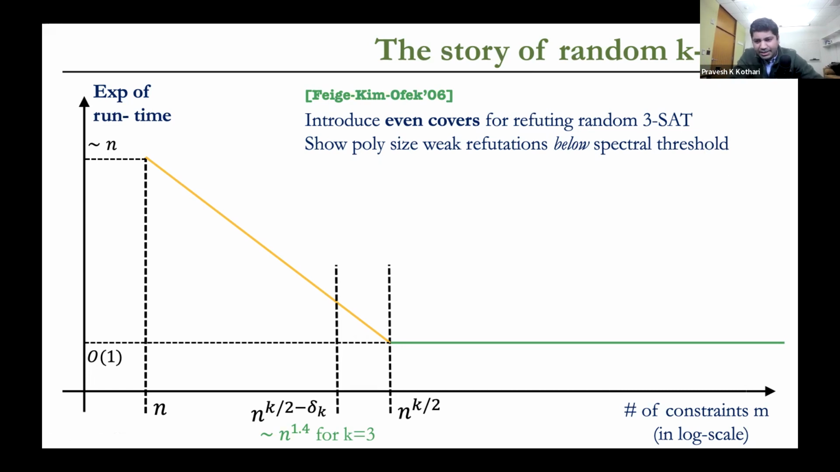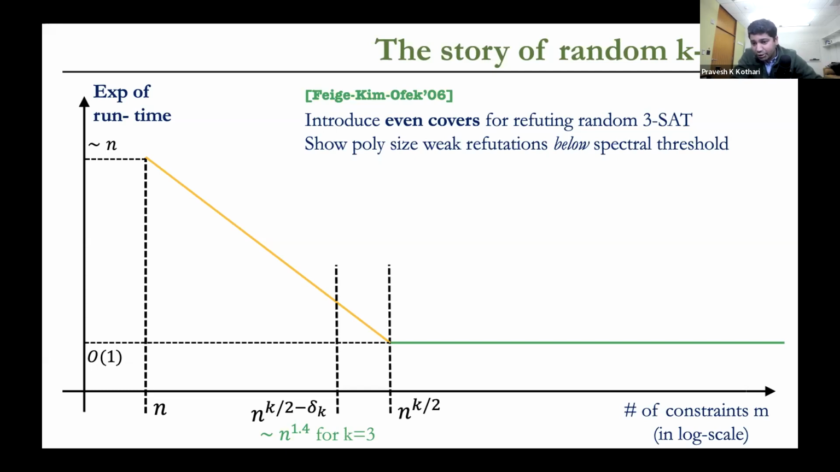And here is the very curious result that Feige, Kim, and Ofek proved in 2006. So far we have been treating n to the k over 2 as a spectral threshold. And we've been thinking that there are no short proofs below n to the k over 2. Well, to be accurate, we don't know of any algorithm to find short proofs below n to the k over 2. But in this really clever, weird paper of FKO, they managed to find a weird phenomenon where there actually is a short proof significantly below n to the k over 2.